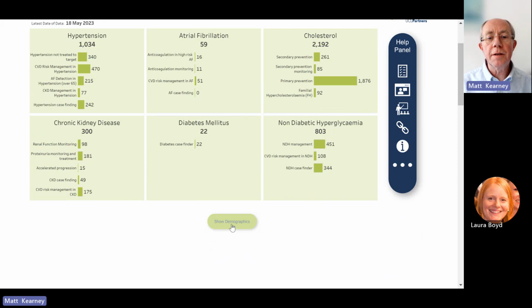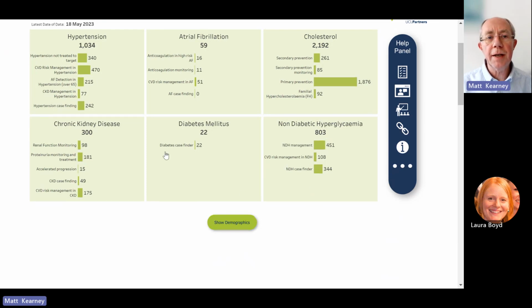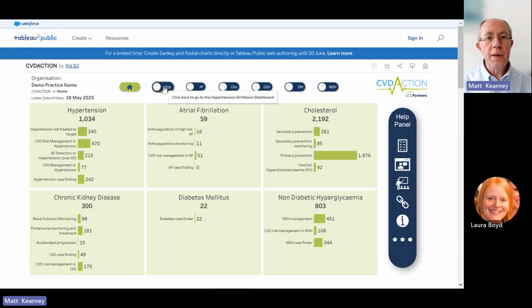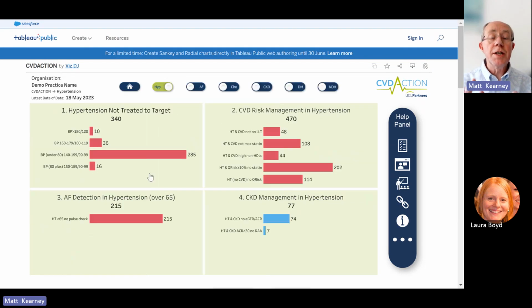There's a demographics button at the bottom. If I press on that, it'll show the demographic spread across the conditions, and I'll show you that a little later. On the right, there's a help panel, and again, I'll come to that later. At the top, each of the conditions is listed with a button. Press on the hypertension button, and it takes us to the hypertension dashboard.